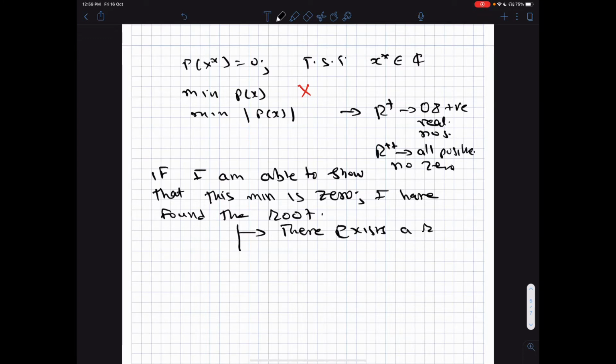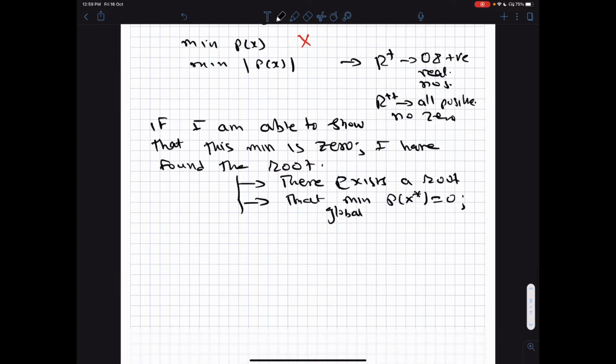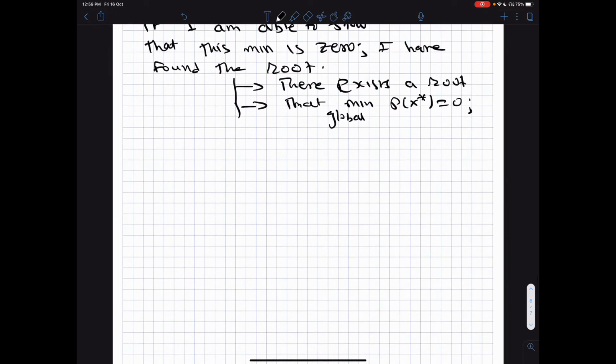This is the first thing that I need to show. And then second, that minimum value that it should take at the root, and we are talking of global minimum here, is actually 0. So these are the two things that I need to show, is it not?